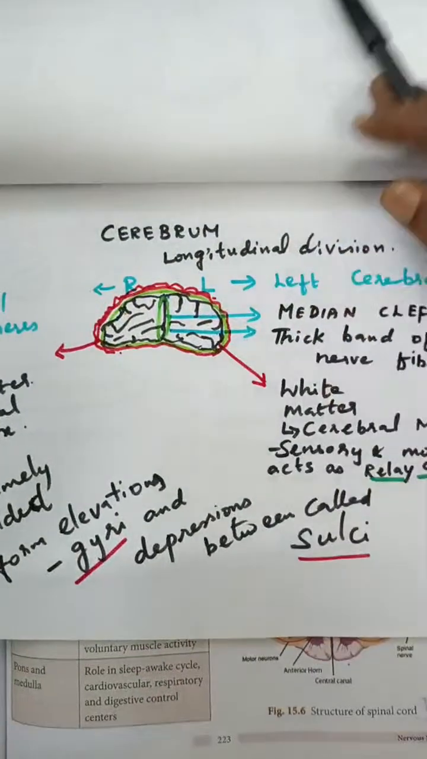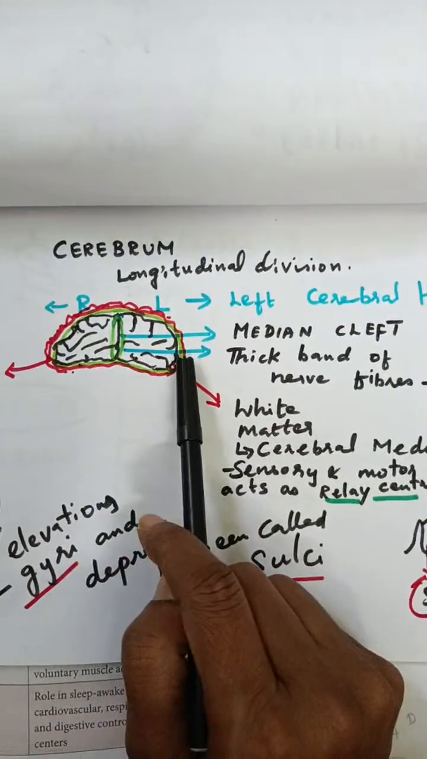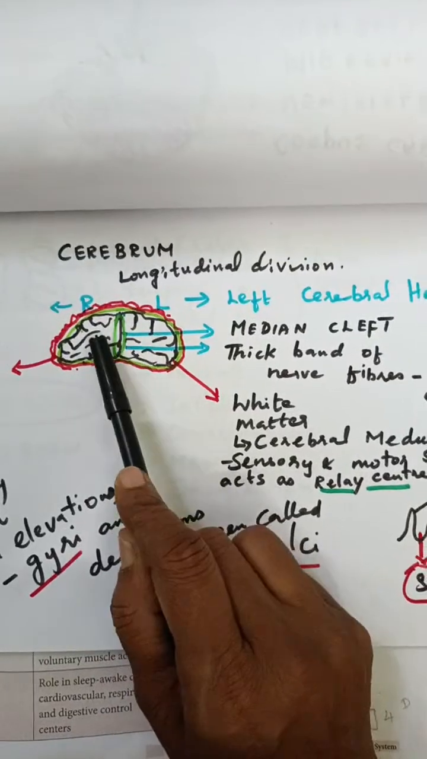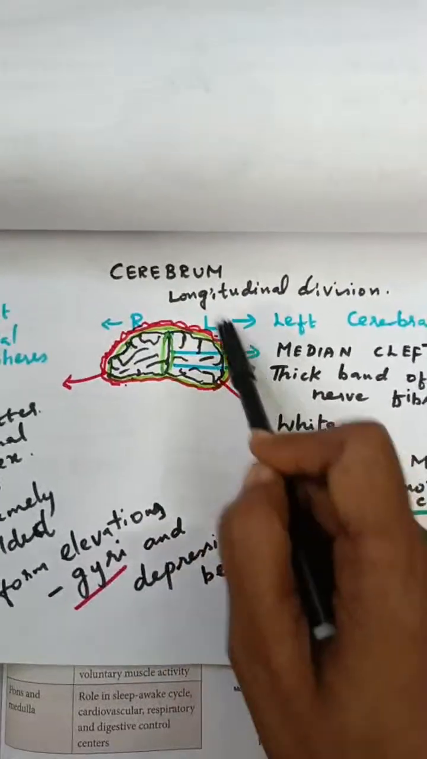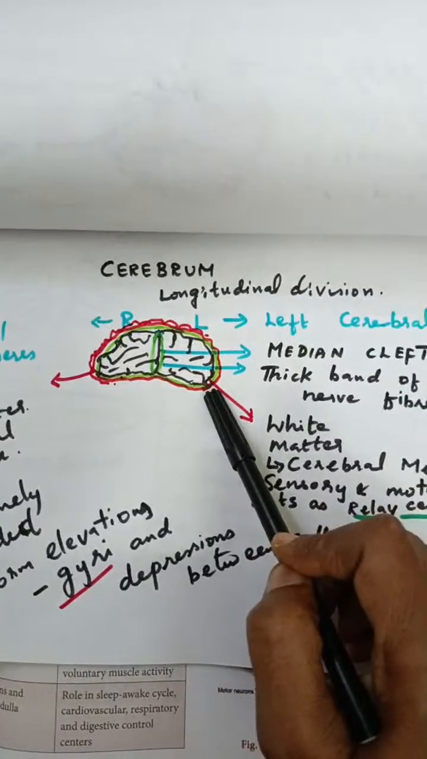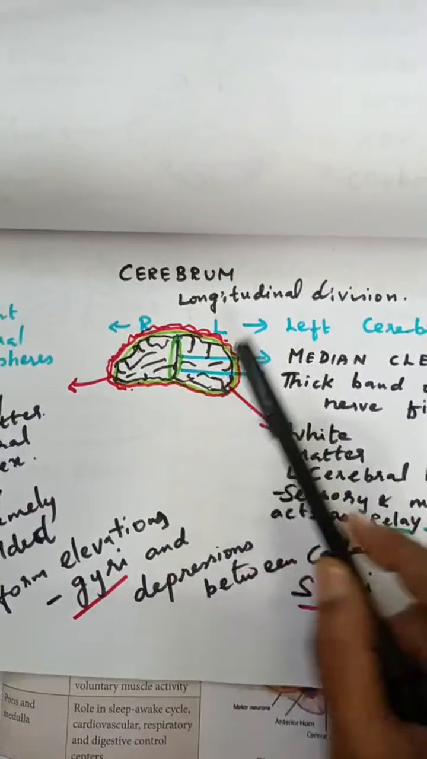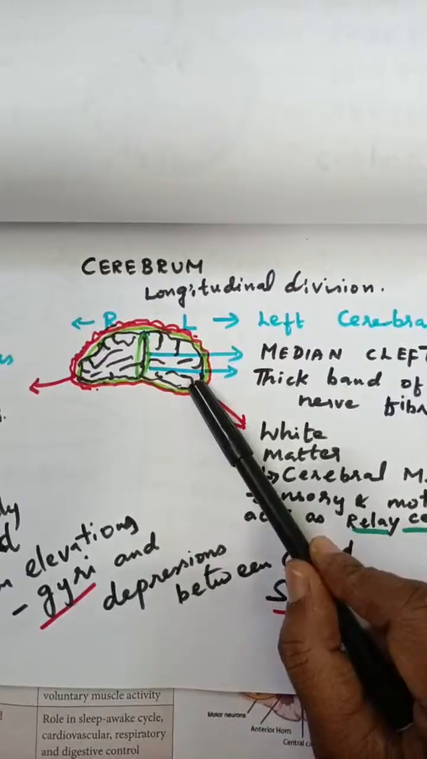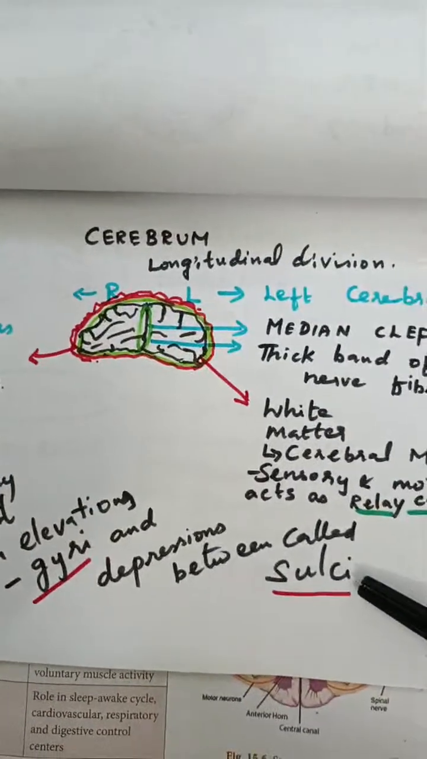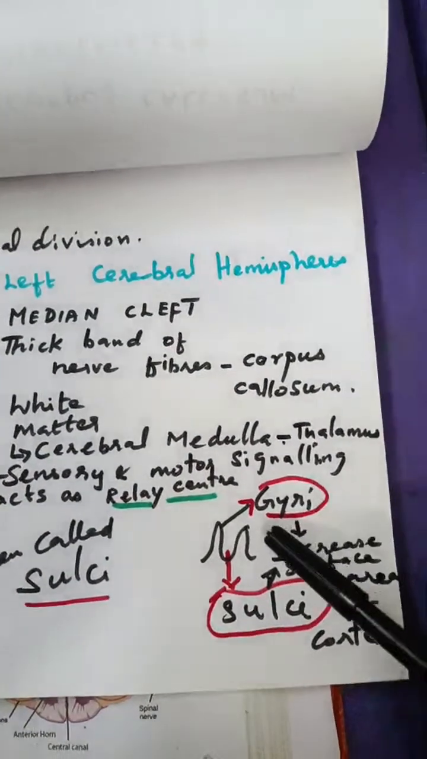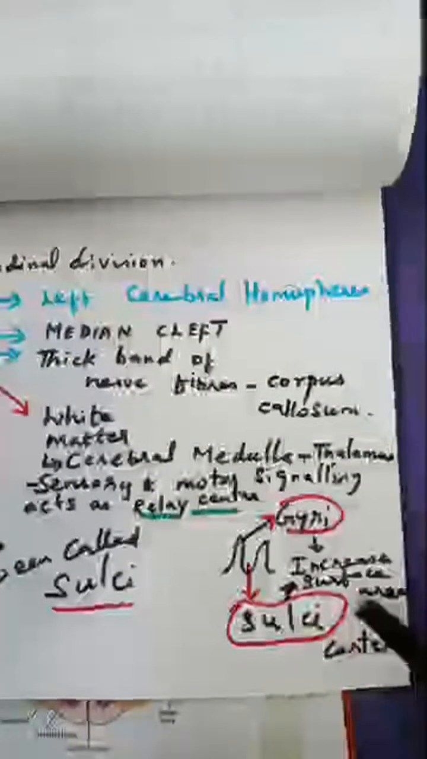We have already seen all the parts in detail, and again I am giving a recap for this session. Your cerebrum has a longitudinal division. It has right and left cerebral hemispheres separated by a median cleft, and these two hemispheres are interconnected by nerve fibers known as the corpus callosum. Your cerebrum is covered with gray matter and has inner white matter. The gray matter is known as the cerebral cortex, and the white matter is known as the cerebral medulla. The cerebral cortex has gyri and sulci, the upper elevations being gyri and the lower depressions being sulci. This mainly increases the surface area of the cerebral cortex.